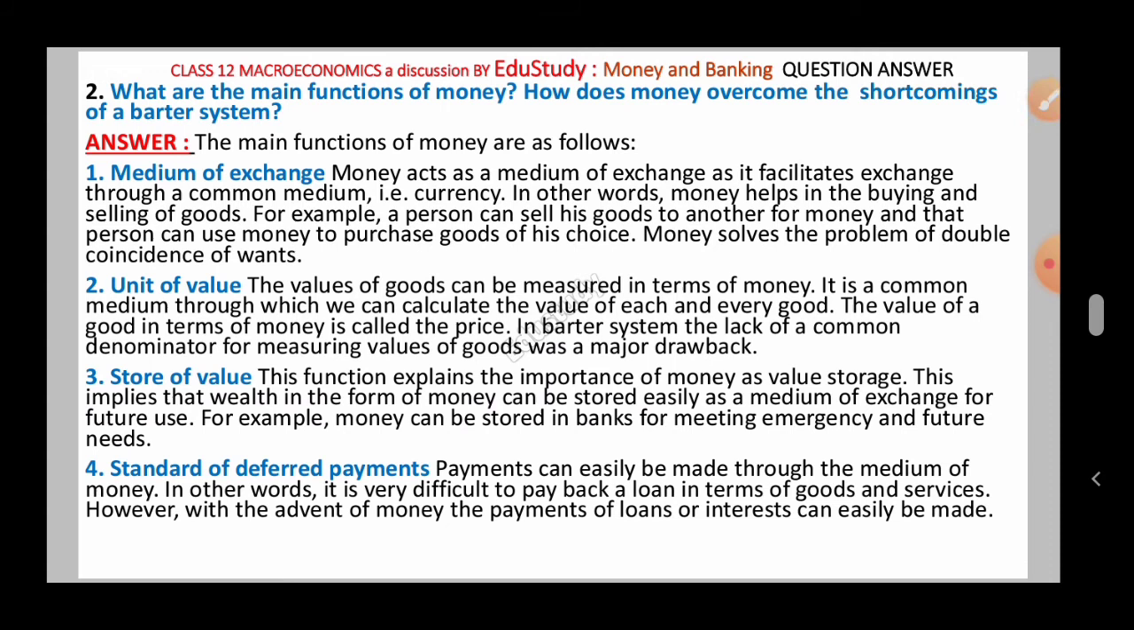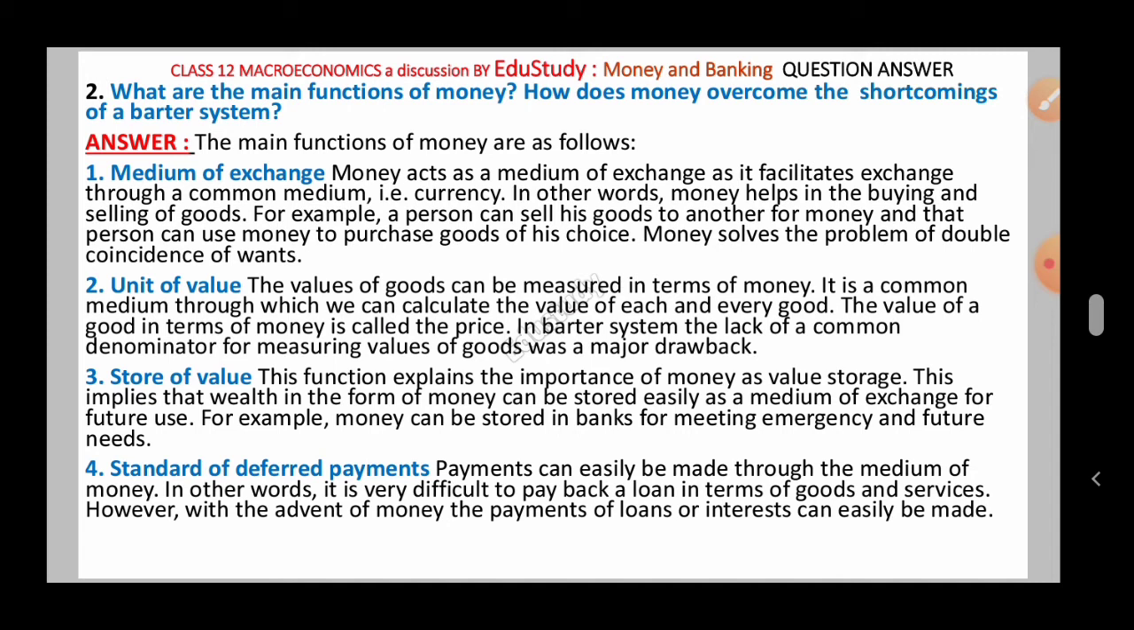That means payments can easily be made through the medium of money. In other words, it is very difficult to pay back a loan in terms of goods and services. However, with the advent of money, the payments of loans or increased interest can easily be made. That means whatever you have to pay in future can be paid in terms of money. That is called deferred payment. Deferred payments means whatever you have to pay in future.